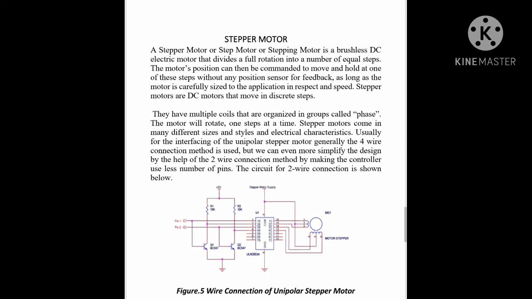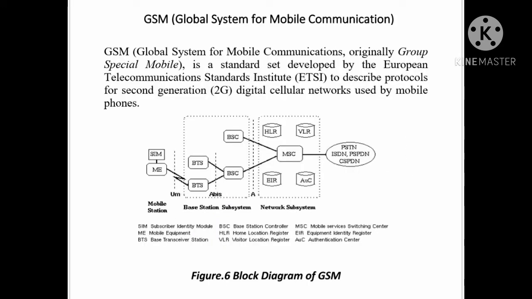Now the last component of our invisible eye system is GSM, short for Global System for Mobile Communication. It is a standard set developed by the European Telecommunications Standards Institute to describe protocols for the 2G digital cellular network used by mobile phones. And why are we using GSM here? As you can see in the diagram, GSM is used to send the SMS to the owners and the police.